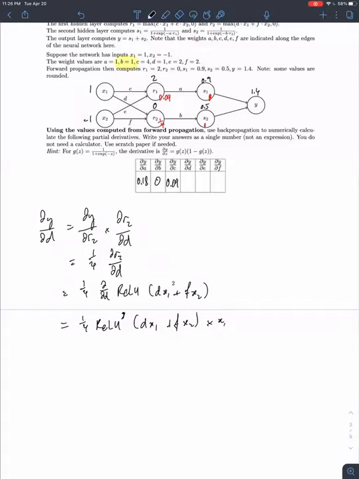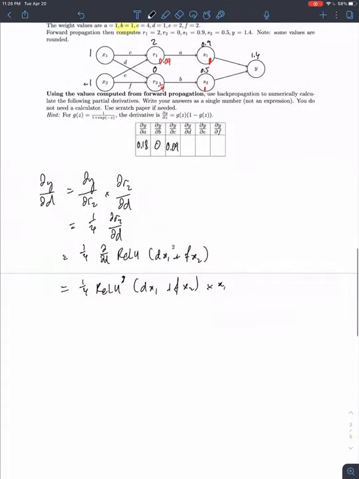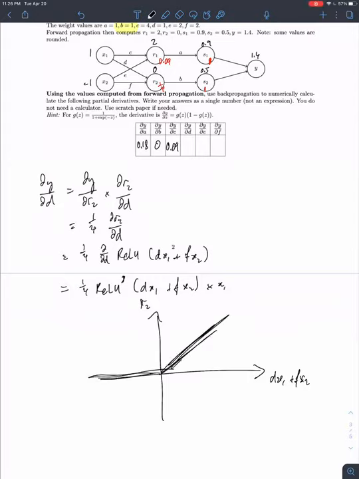So x1. But now the question is, what's this derivative with respect to ReLU? Well, if we remember, if this is dx1 plus fx2, this is r2. Yep. The graph looks like this, and r2 is 0, right? So that means we're somewhere in this branch of the ReLU, and here the derivative is 0. So this whole thing is equal to 0. Okay, not so exciting, but good to know. This whole derivative equal to 0. All right.